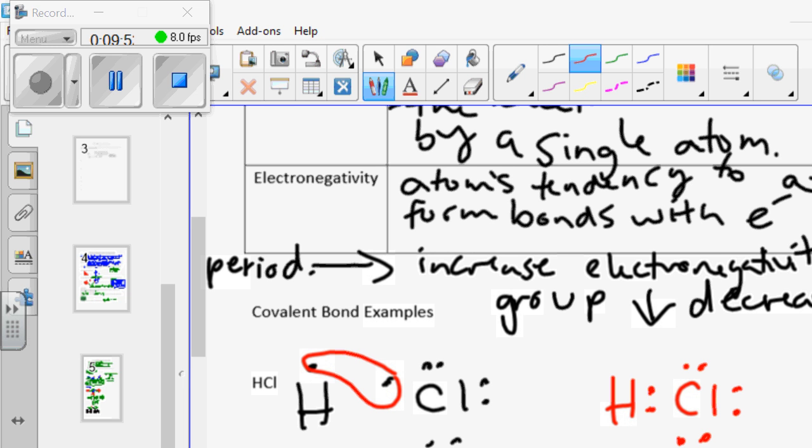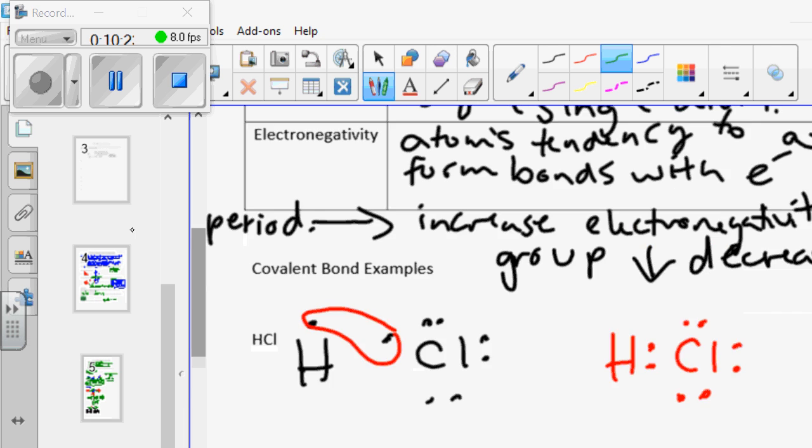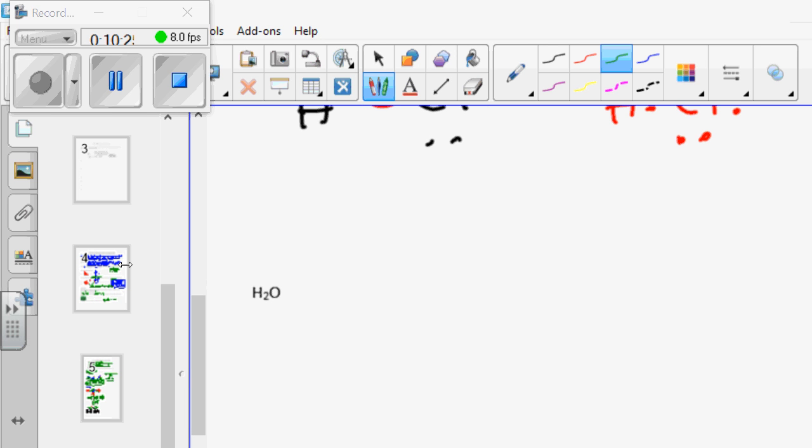And what we do, instead of writing it in this way, to show that electrons are shared, or to show that they're bonded there, we put a line. And that line represents 2 electrons. This is the covalent bond. Right there is the covalent bond. Okay, let's try another one.